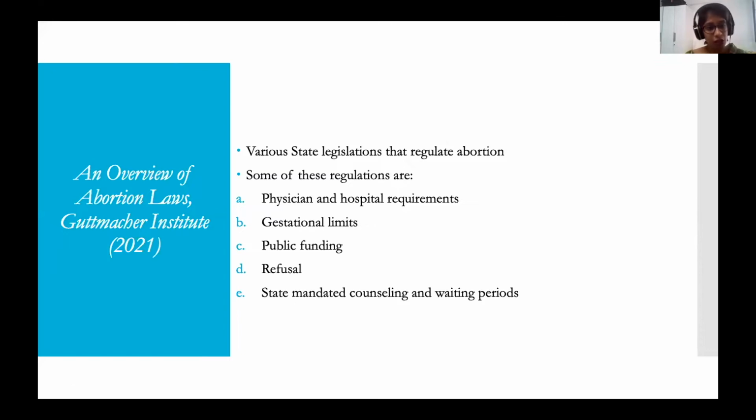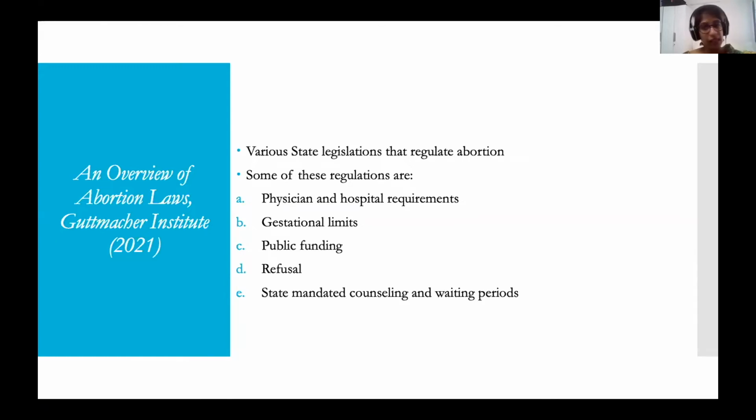The Guttmacher Institute is an institute in the US that works a lot on reproductive rights. They have an overview of the abortion laws state-wise, which is what was given to you as reading material. Some of these laws in the state are in effect, but are not always enforced. The major provisions or regulations can be categorized into the following categories that the Guttmacher Institute has used. First is the requirement of having a physician or licensed hospitals performing abortion.